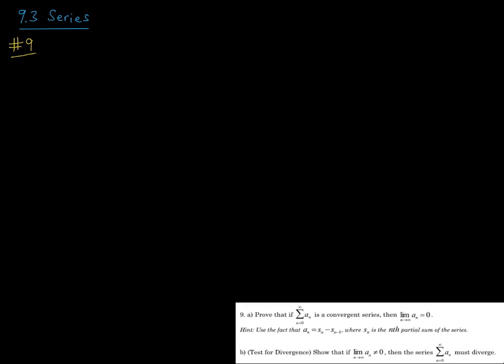Okay, next up is question 9, and part A says, prove that if the sum of a sub n, as n goes from 0 to infinity, is a convergent series, then the limit as n approaches infinity of a sub n is equal to 0. And we're given a hint. It says, use the fact that a sub n is equal to s sub n minus s sub n minus 1, where s sub n is the nth partial sum of the series.